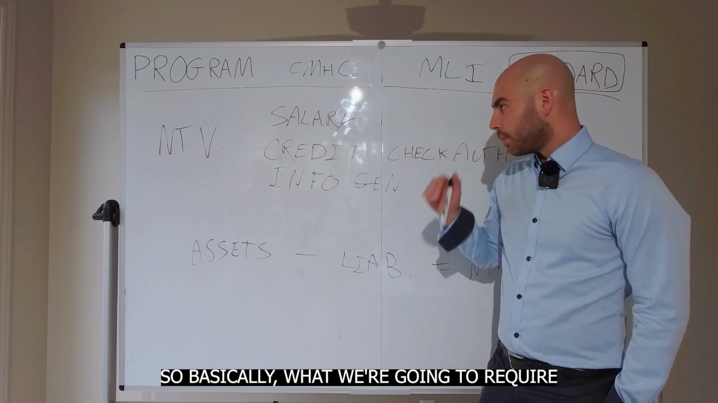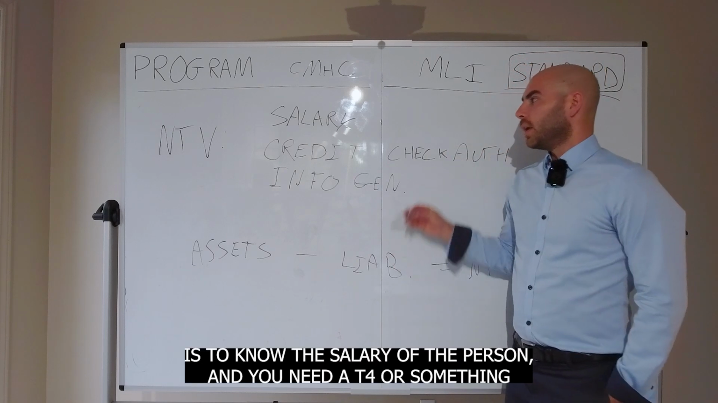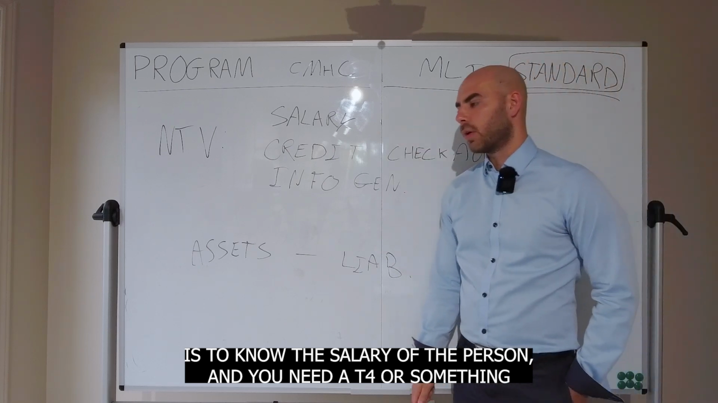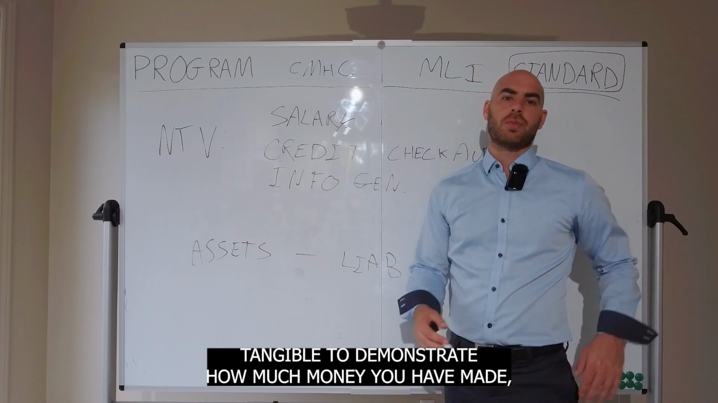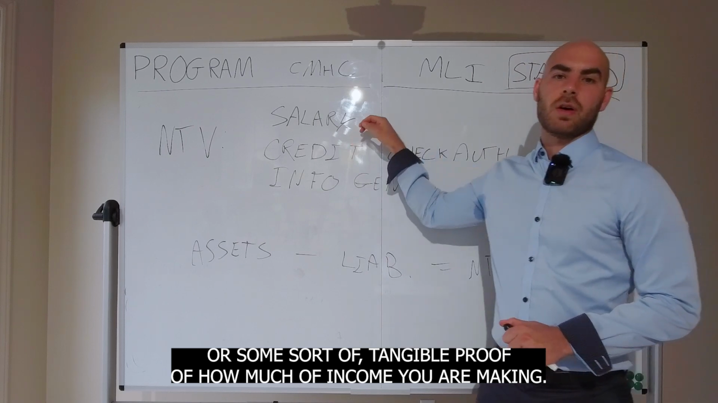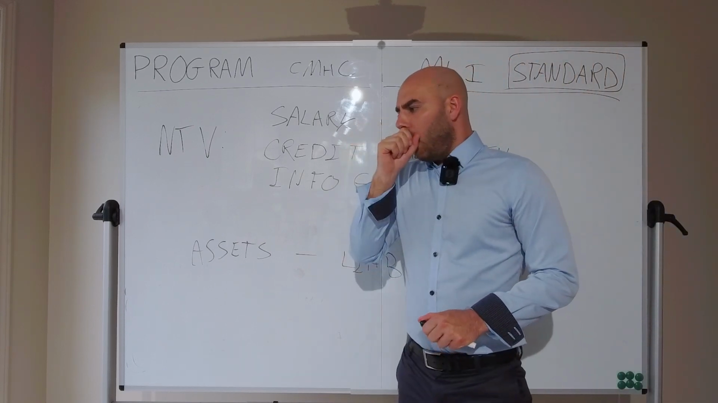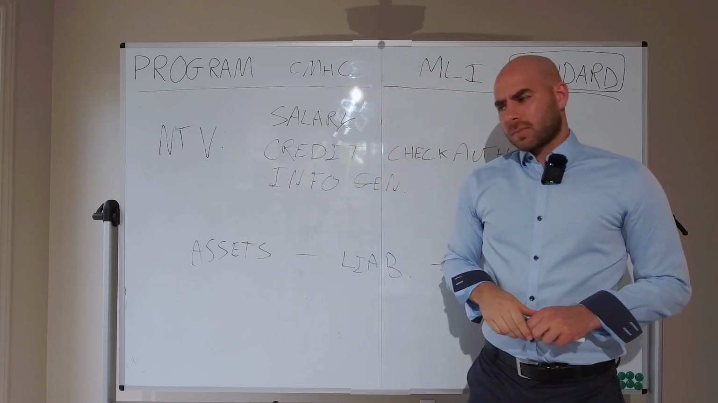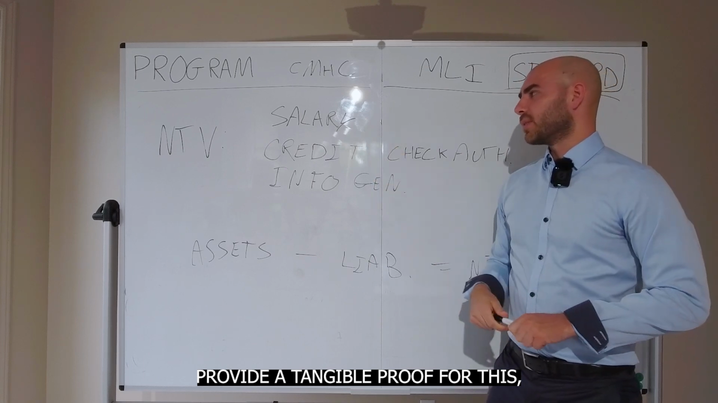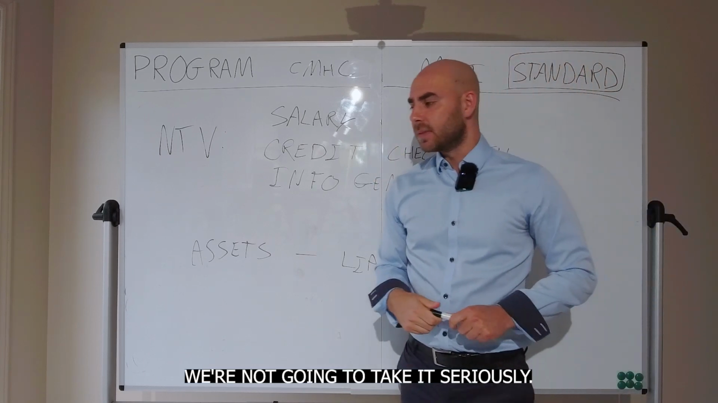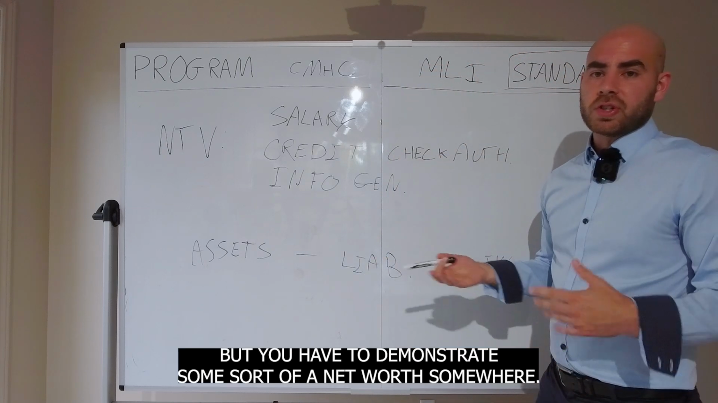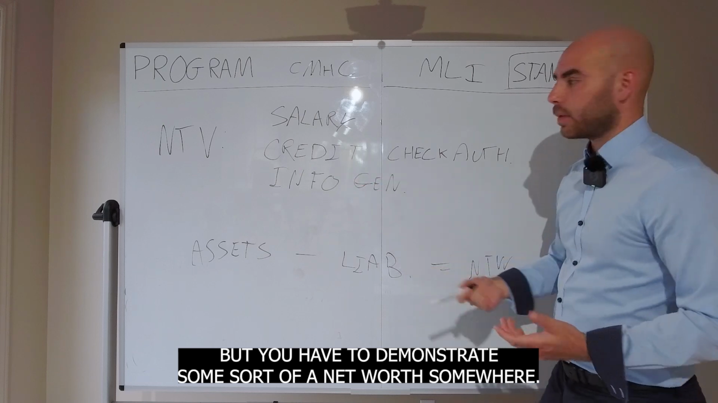So basically what we're going to require is to know the salary of the person, and you need a T4 or something tangible to demonstrate how much money you have made, or some sort of tangible proof of how much income you are making. Because if you do not provide tangible proof for this, we're not going to take it seriously. And the other thing is, it could be a low salary, it could be $0, but you have to demonstrate some sort of net worth somewhere.